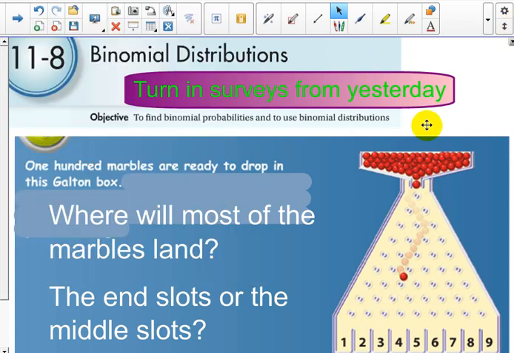Okay, so today we're going to talk about binomial distributions. I just collected the surveys from yesterday. Some of you still didn't do it, so turn those in as soon as possible. Okay. Our objective today is to find the binomial probabilities and use binomial distributions.